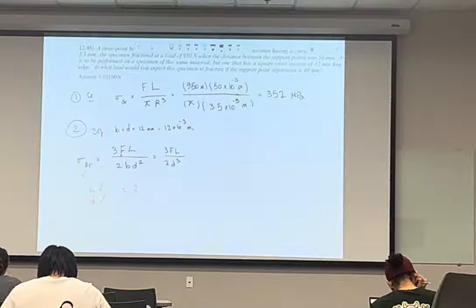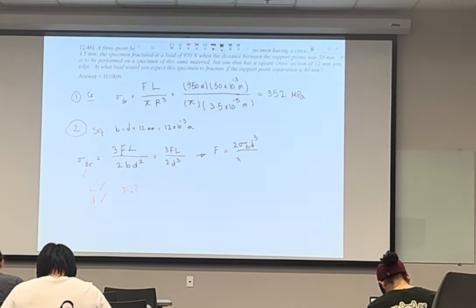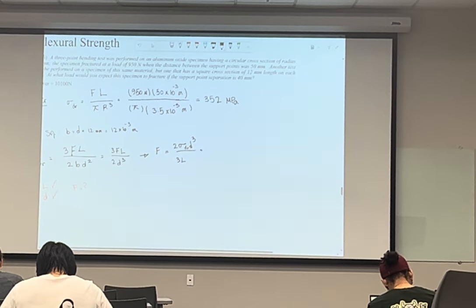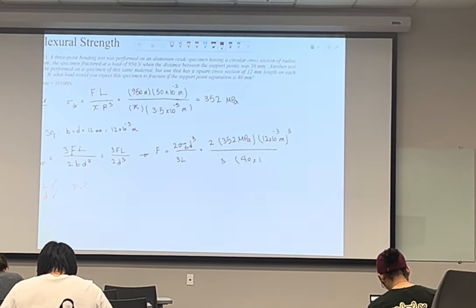Now it looks simple, right? If you just rearrange this equation, we get the strength calculated from the first test, the 12 millimeter dimension, squared, and finally the length is 40, which means the final force is equal to this.